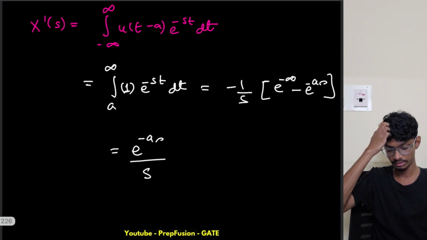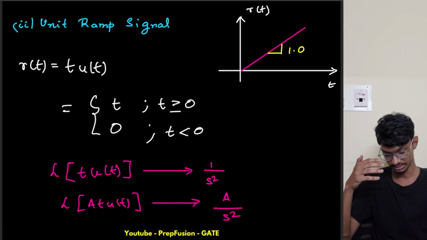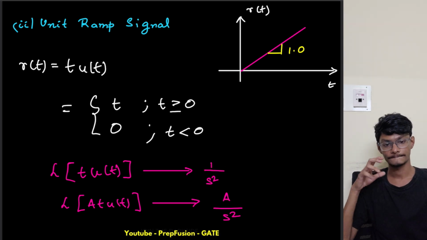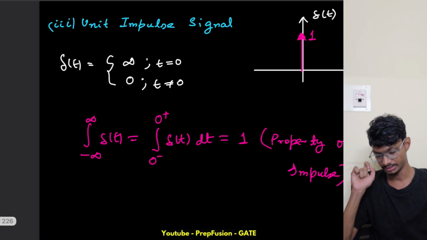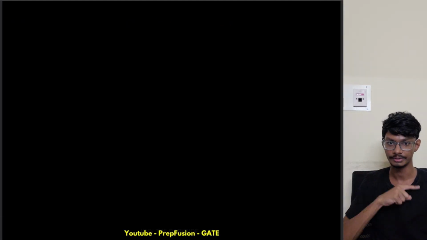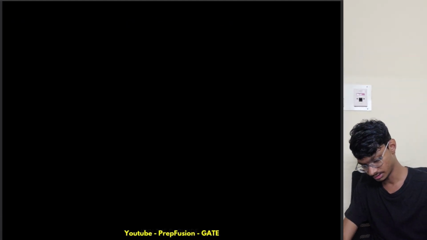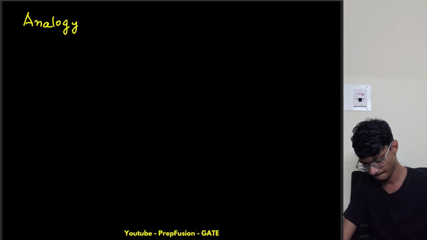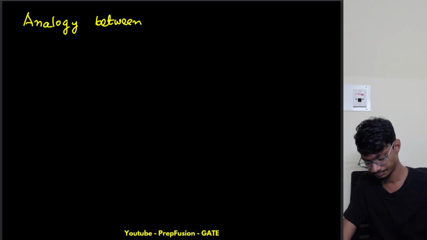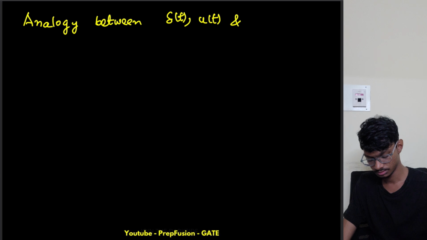So there it was 1, now it is 1 by s, so we are dividing by s. Now for unit ramp, we are dividing again by s. So this is the relation. Let me write the relation between the three fundamental signals, between delta of t, u of t, and r of t.